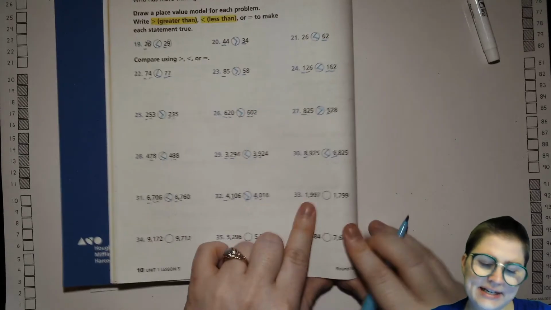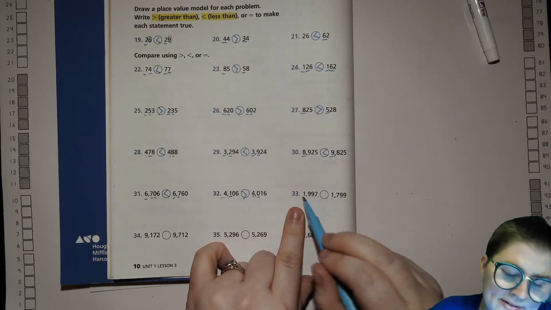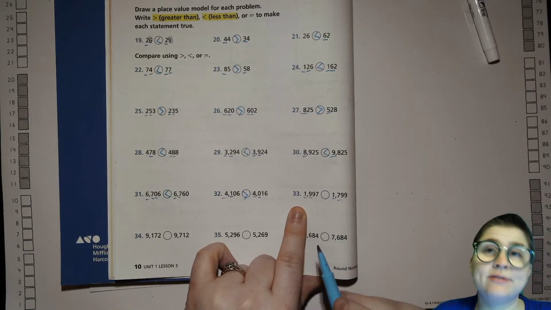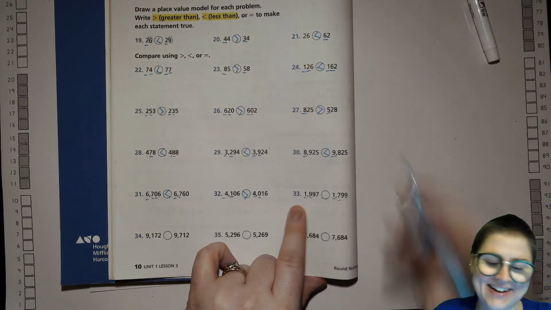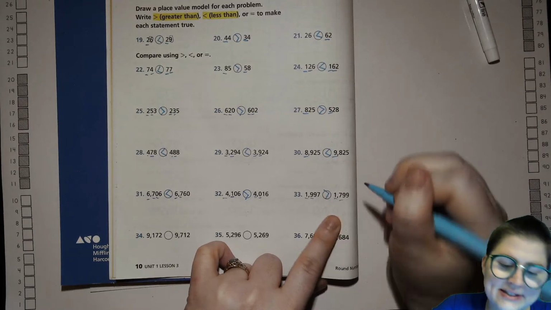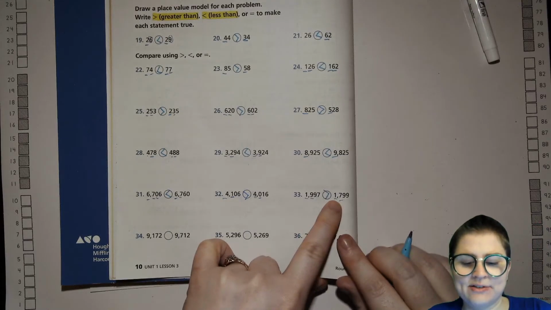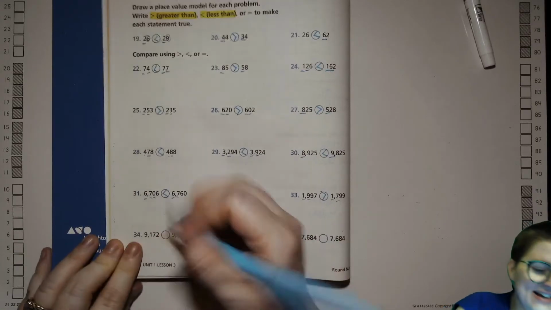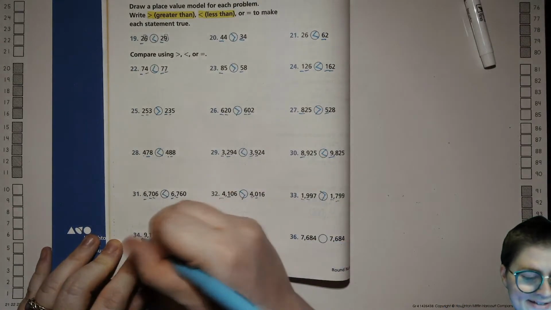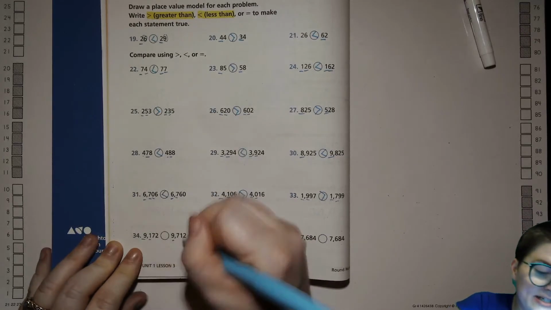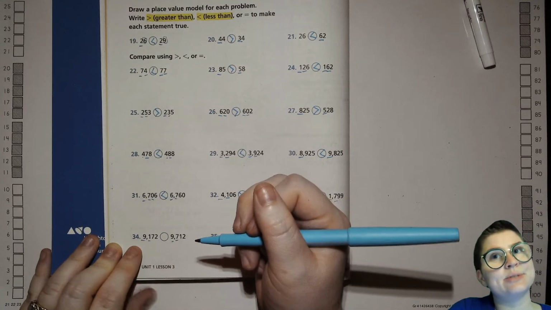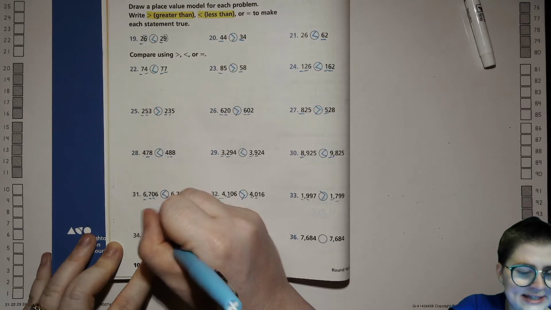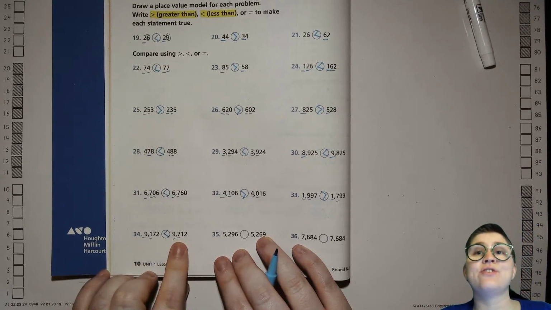Okay, next one, here we go. 1,000, that's the same. 900 versus 700, what's bigger? 900. So 1,997 is greater than 1,799. Okay, here we go. 9,000 to 9,000, that's the same. 100 to 700, what's bigger? 700. So 9,172 is less than 9,712.